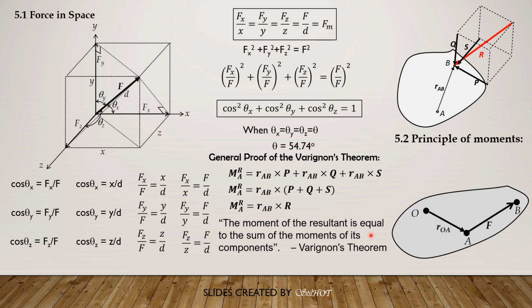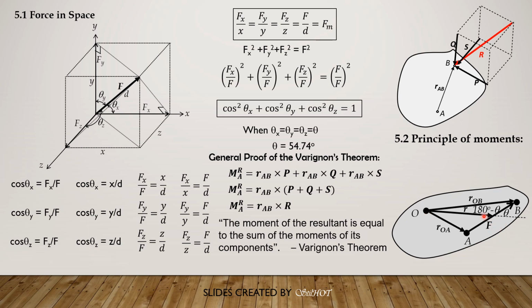Then we have a moment center O, or any point. Then we have the position vector from O to A and the position vector from O to B. Then in general, we have position vector R from O to any point on the line of action of the force. Then the moment of the force about O is simply the cross product of the position vector R with F. So R cross F is the moment of F about the point O.